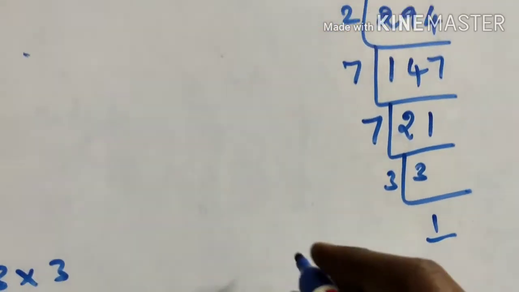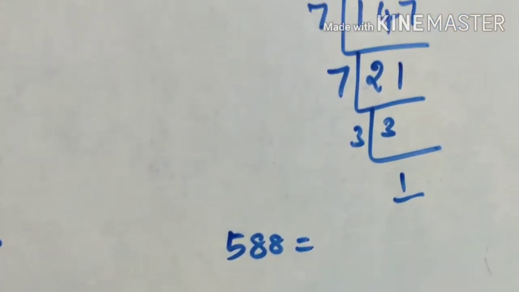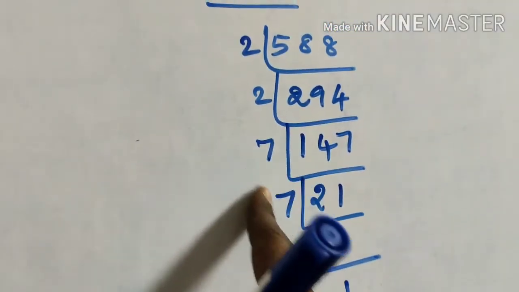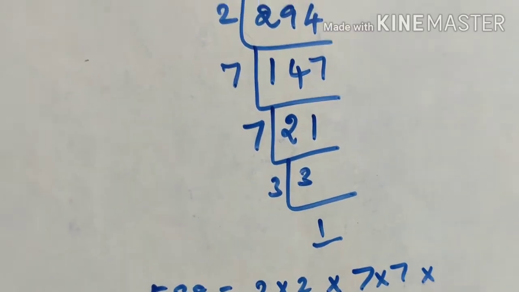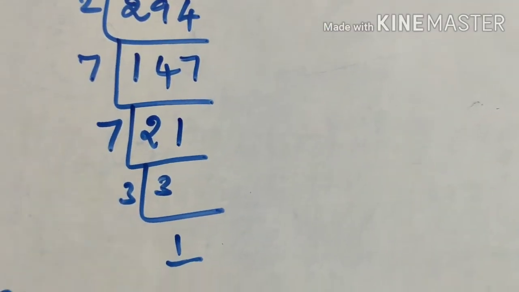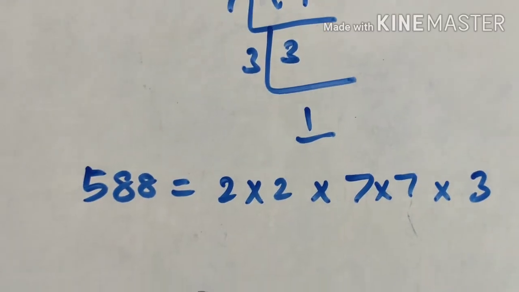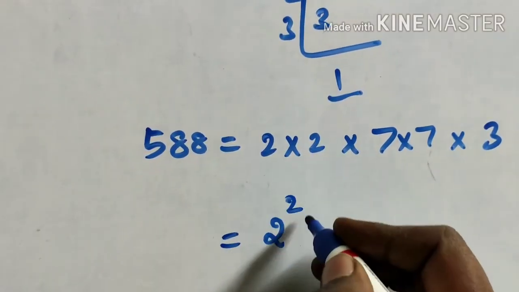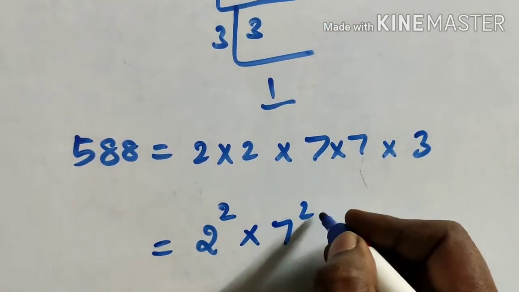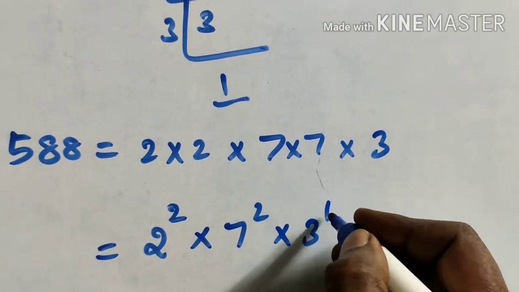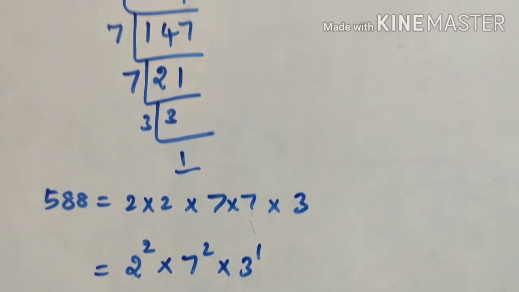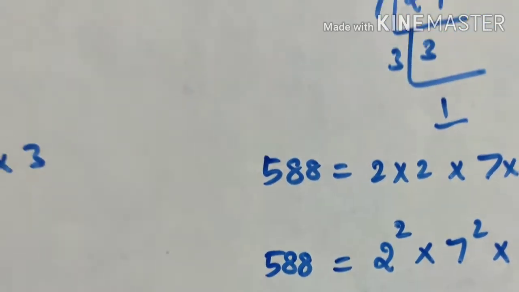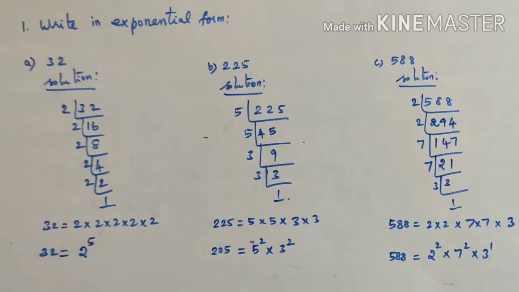Now 588 can be written as 2 into 2 into 7 into 7 into 3. See here. This can be written in exponential form: 2 to the power of 2 into 7 to the power of 2 into 3 to the power of 1. Okay. Only one 3 is there, so to the power of 1. So this is the way to write the exponential form of numbers.